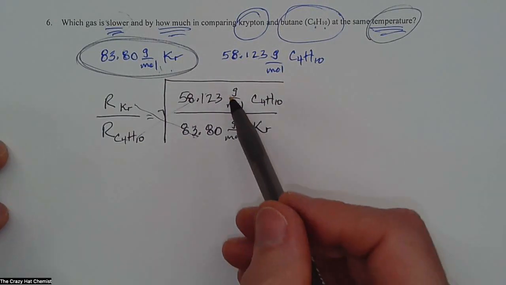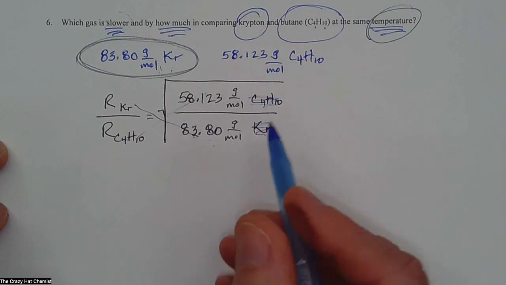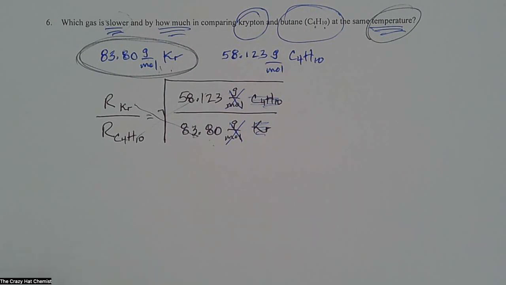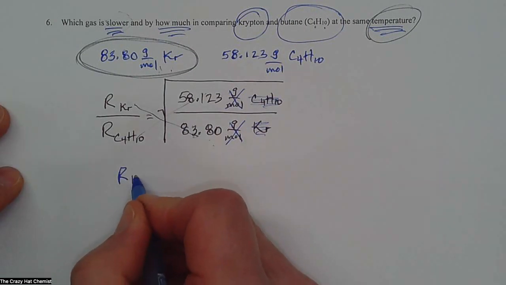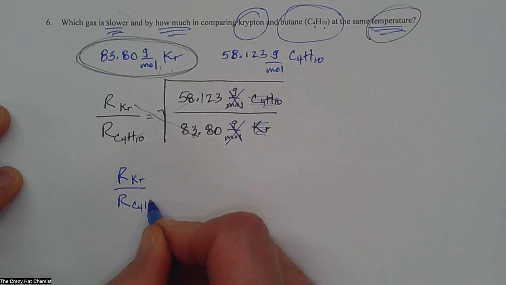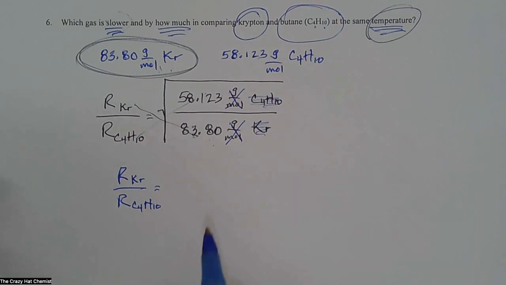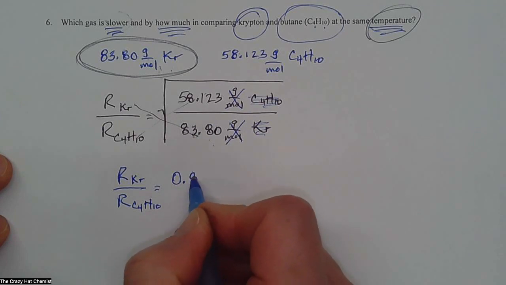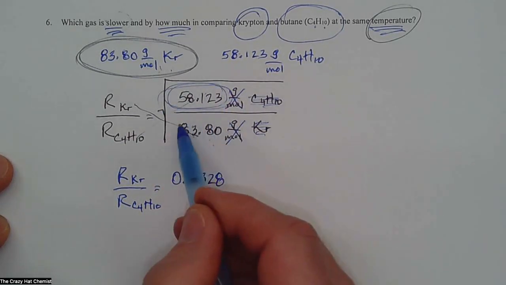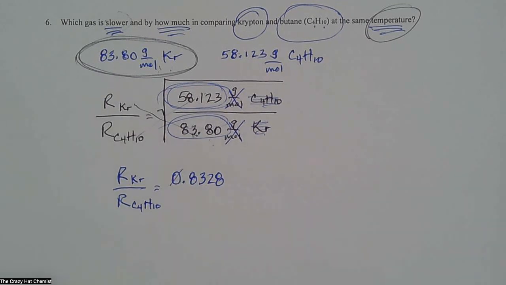So what we're going to do is we're going to plug these two numbers here into our calculator. Notice that we don't actually need to put the units. The units of grams per mole cancel out. So this number that we get in our calculator, rate of krypton over the rate of butane, that number is going to be the following. That's going to be 0.8328. I've rounded that to, this has 5 significant figures, this has 4 significant figures, this has 4 significant figures, leading zeros don't count.